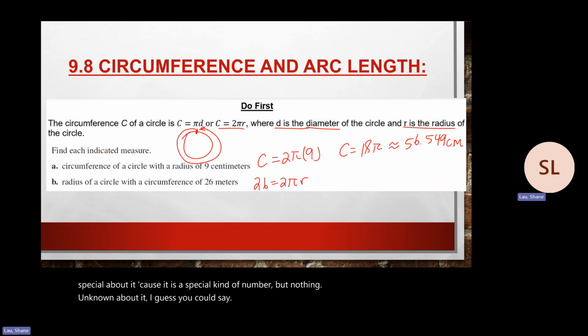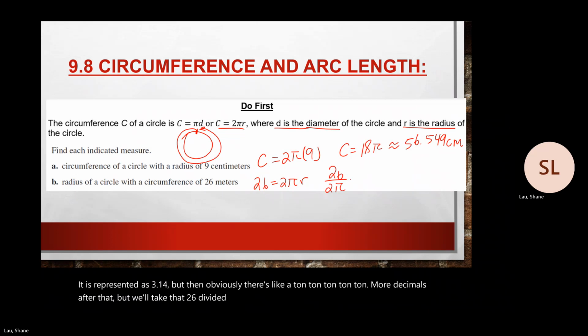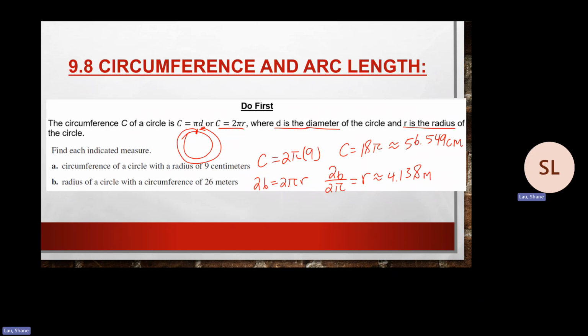It is represented as 3.14, but obviously there's a ton more decimals after that. But we'll take that, 26 divided by 2 pi, equals r. You put this into your calculator, and r is going to approximate to 4.138, and make sure you use the correct units, meters, like so.